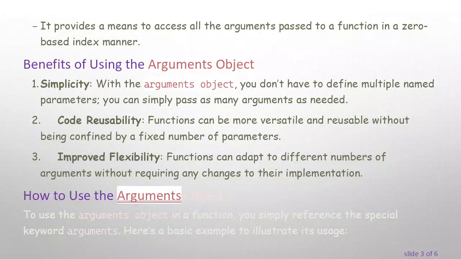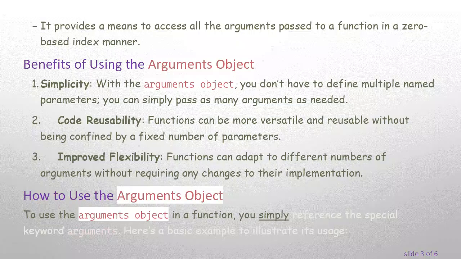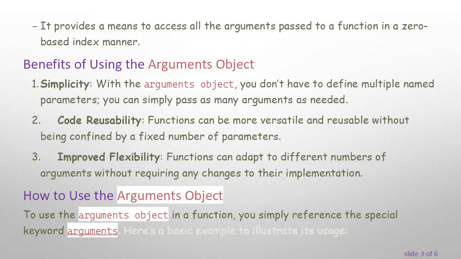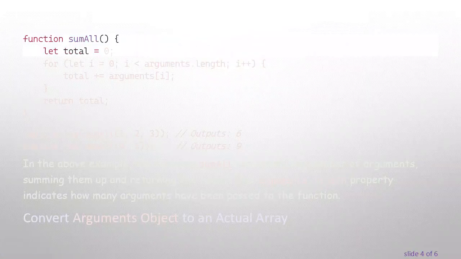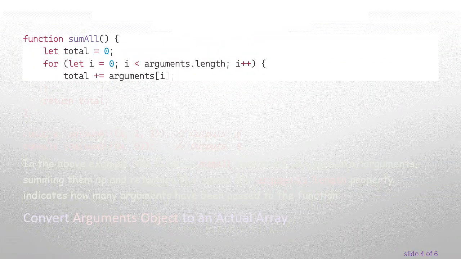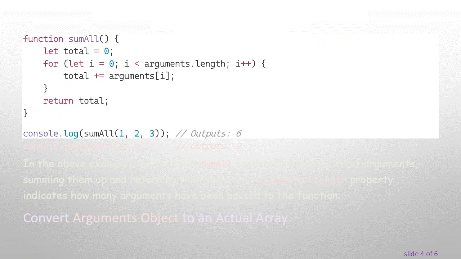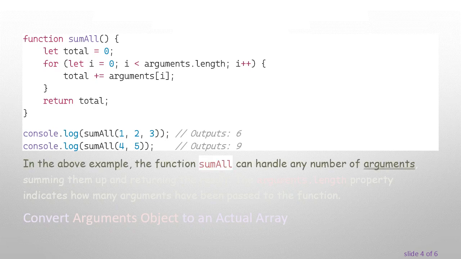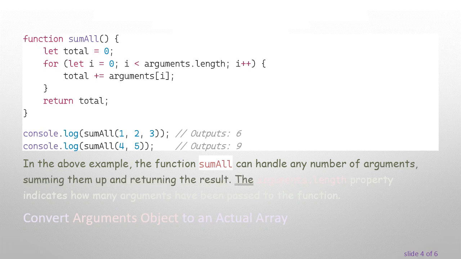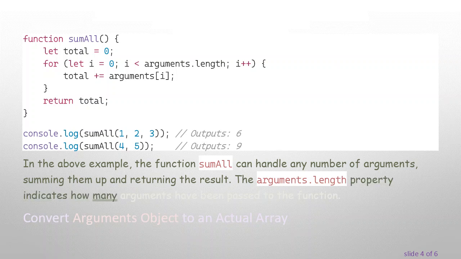How to use the arguments object. To use the arguments object in a function, you simply reference the special keyword arguments. Here's a basic example to illustrate its usage. In the above example, the function sumAll can handle any number of arguments, summing them up and returning the result. The arguments.length property indicates how many arguments have been passed to the function.